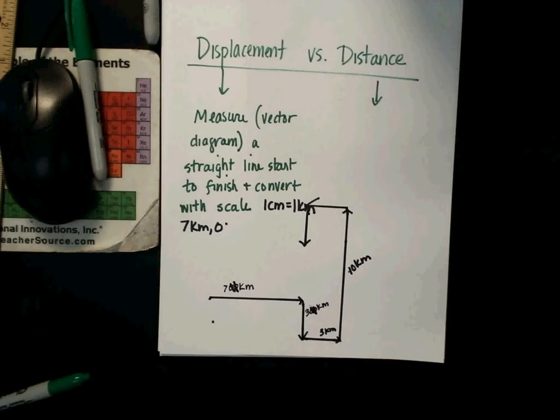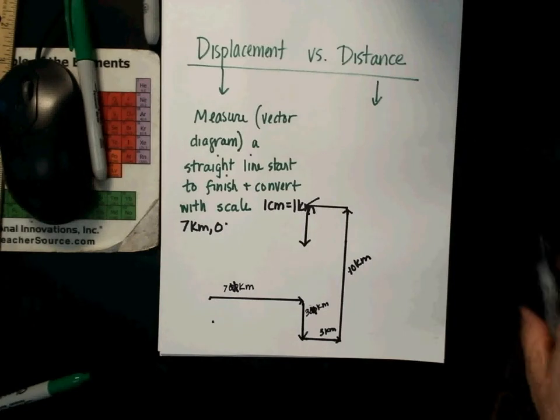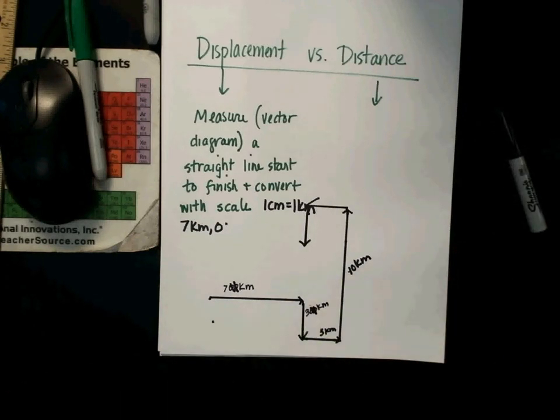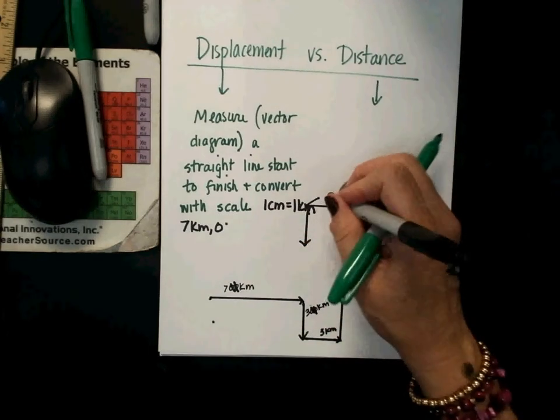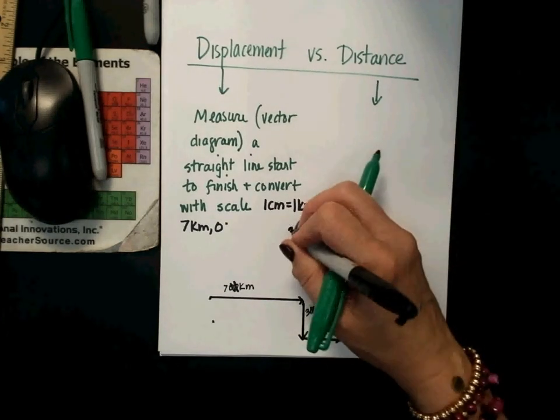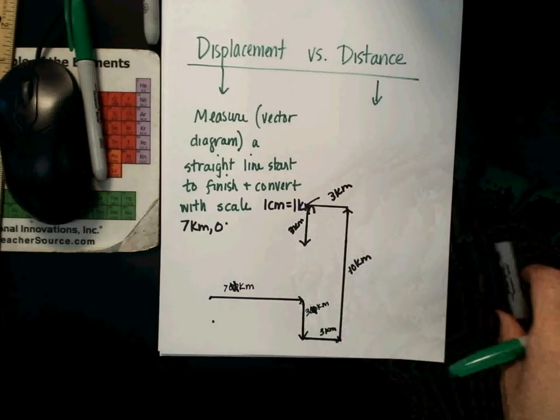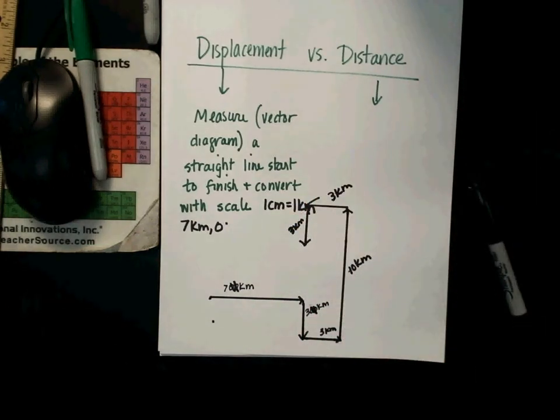Okay, so I have this lovely path. When I finish, each one of these represents an individual vector. Let's see, I said this was 3 and this was 3. But I want to know the displacement.